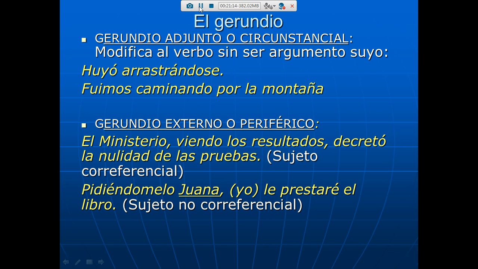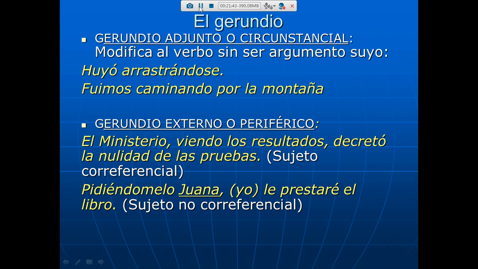Veamos otros ejemplos de circunstancial adjunto. Por ejemplo, huyó arrastrándose. Huyó arrastrándose es la manera en que se escapó. Si no se arrastraba, lo iban a ver. No podía ir corriendo. O fuimos caminando por la montaña. ¿Cómo fueron por la montaña? ¿De qué manera? Caminando. No es el estado de la situación en que se encontraban. Vamos a ver luego ejemplos y muchos ejercicios para aclarar esto.